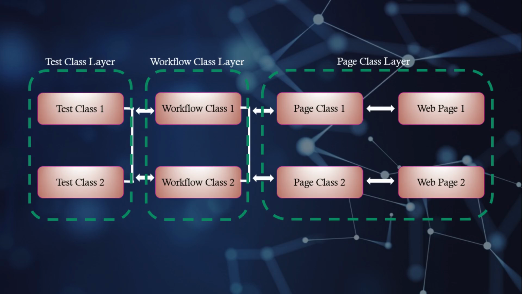In the workflow class layer, we are going to build all the functionalities of the web page by calling the page class properties and methods. And in the test class, we are going to call the functionality methods from the workflow class layer. So the flow will be: test class layer is going to call the workflow class layer, and the workflow class layer is going to call the page class layer. This is how it works. In the next slide, we will see how to apply the POM design pattern in a real project.